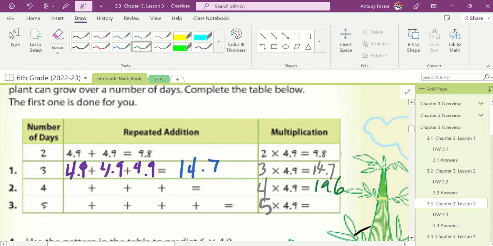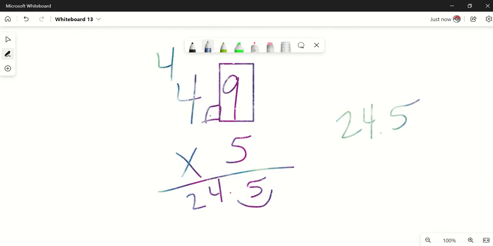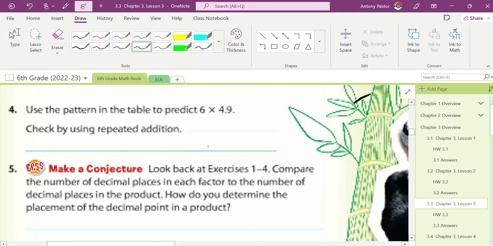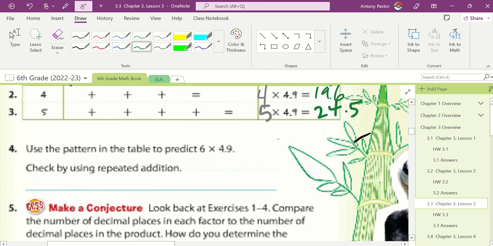Let's go ahead and add that to our chart. 24.5. Yes, that's what I wrote, and we can move on. Use the pattern in the table to predict 6 times 4.9. Check by using repeated addition.